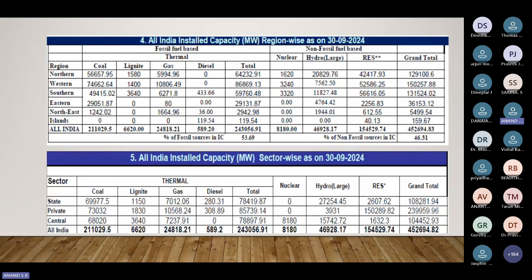Then, if you go sector-wise, these figures are also given there: coal, lignite, etc. on an all-India basis. The figure split into regions is given at the top, and the total installed capacity in the country is given at the bottom.